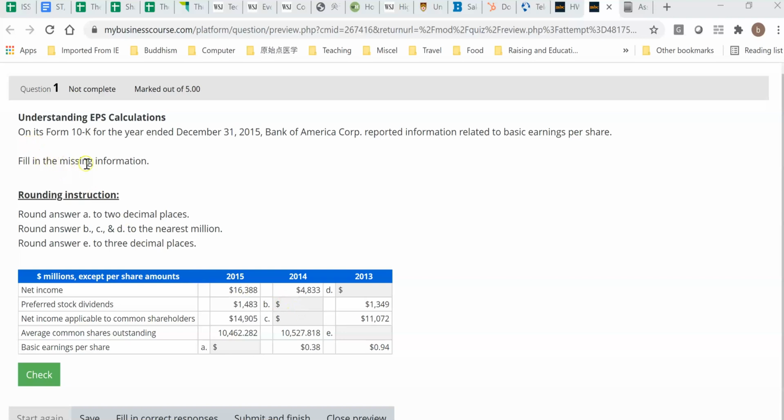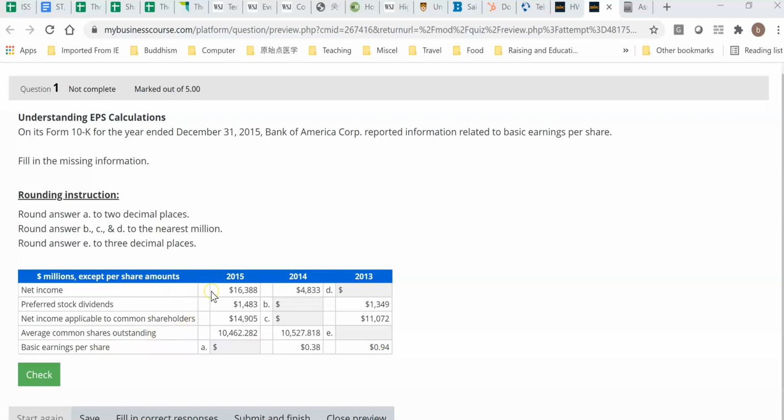On its Form 10-K for the year ended December 31st, 2015, Bank of America Corp. reported information related to basic earnings per share. Fill in the missing information. Round answer A to 2 decimal places. A is here, which is basic earnings per share. Round answers B, C, and D to the nearest million. B, C, and D are here. Round answer E to 3 decimal places. E is the average common shares outstanding.